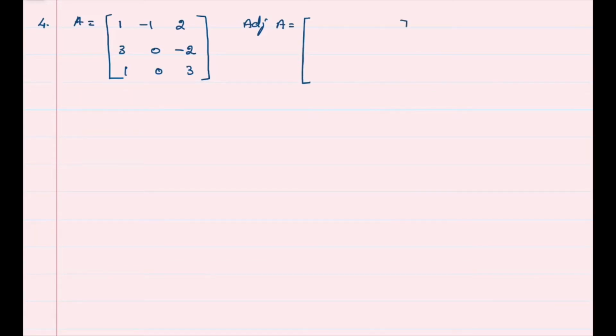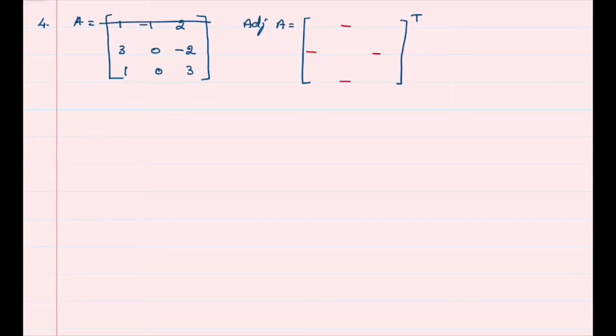Question 4. Let us take the given matrix as A. We have to find the adjoint of A. We will write the cofactors and transpose this matrix. To write the cofactors, we have to change the sign of these four positions.